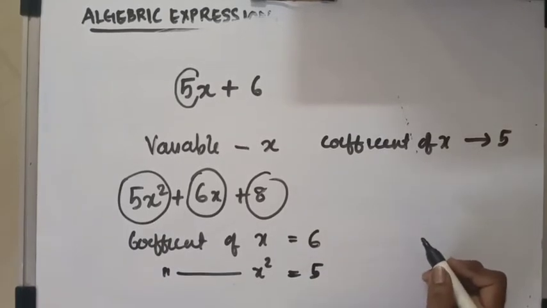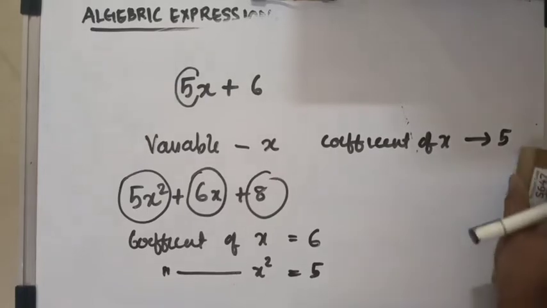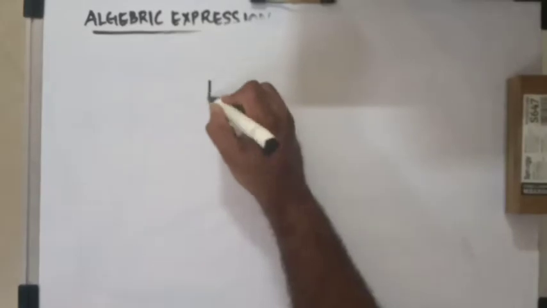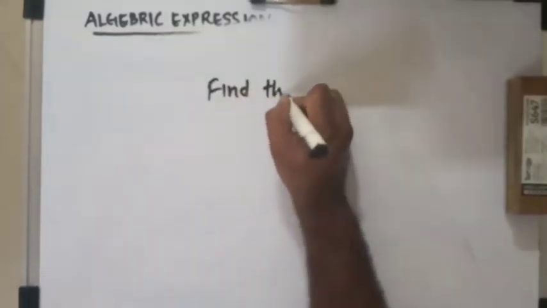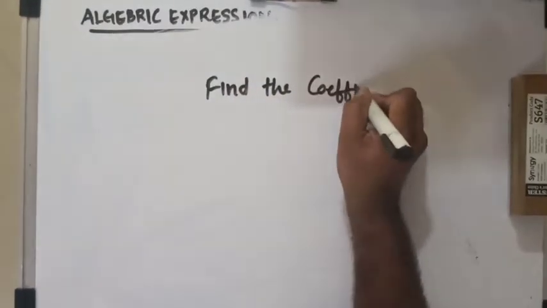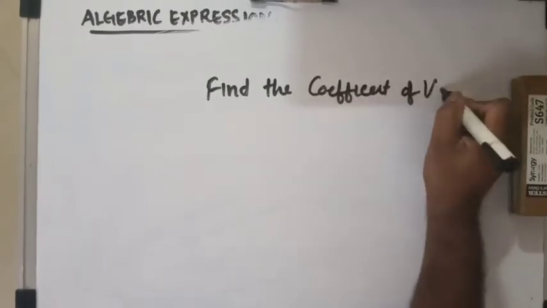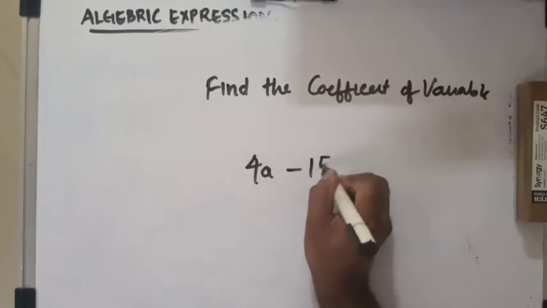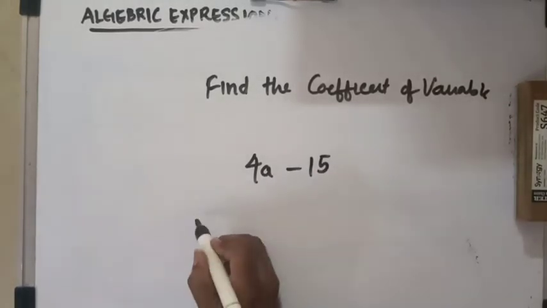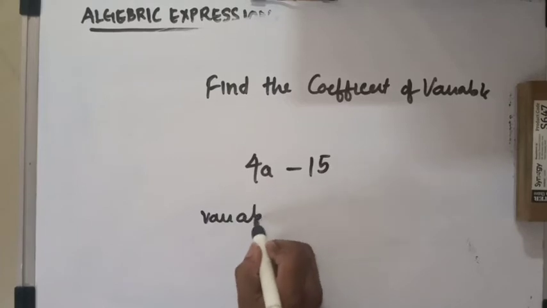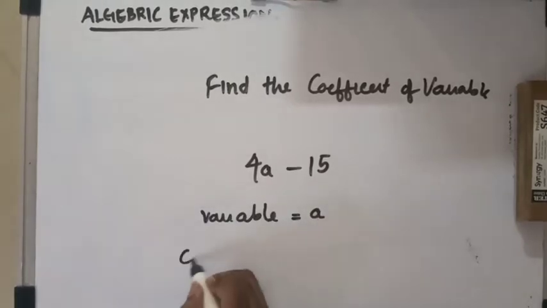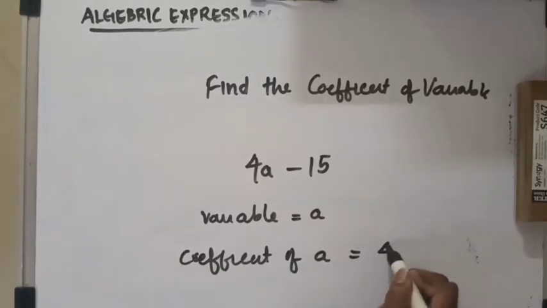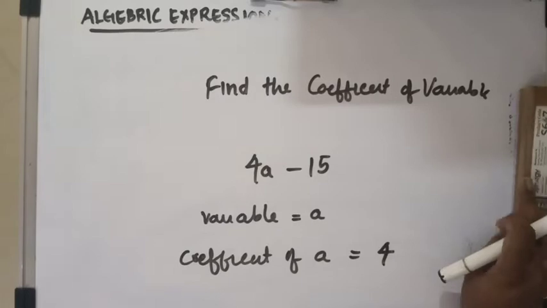Okay children, I'll send you an exercise wherein they'll be asking you to find the coefficient of variables. What will the question be? Find the coefficient of variables. So there will be a question like this. Say there will be 4a minus 15. You need to find the coefficient of that. So you'll write the variable is a, coefficient of a will be equal to 4. Okay children, this is how you'll write the answers.